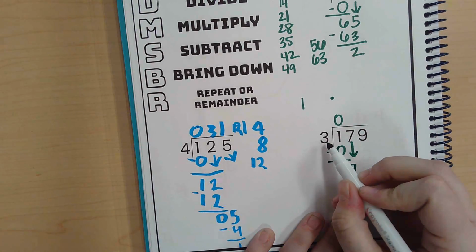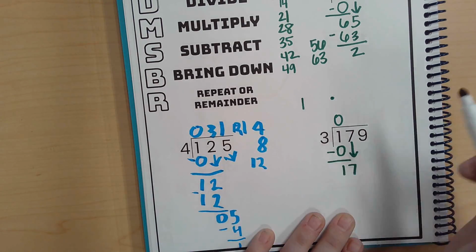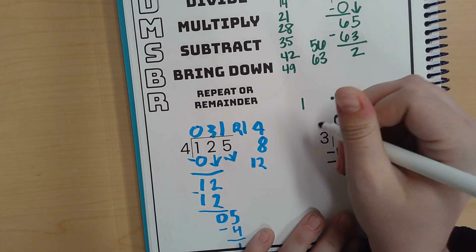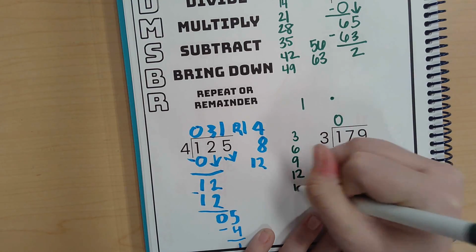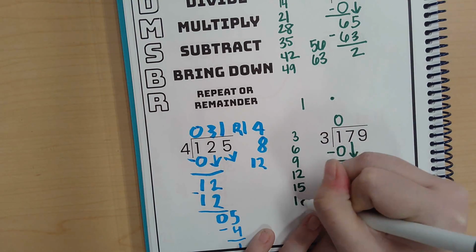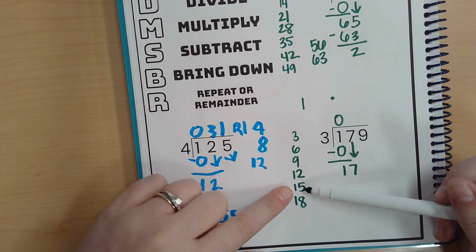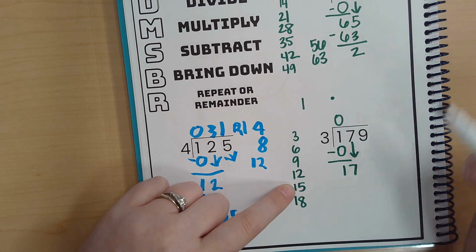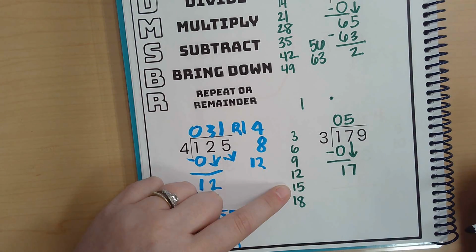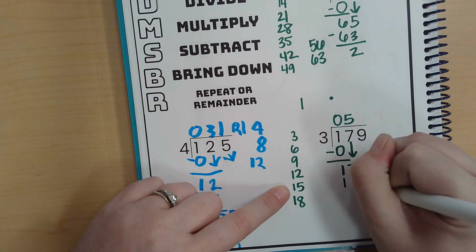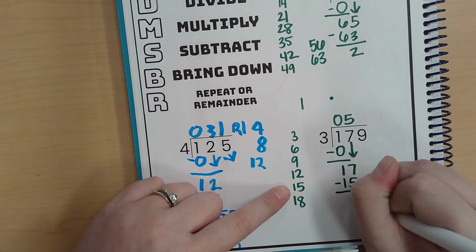17 is larger than our divisor, so we will go ahead and repeat. 17 divided by 3. So we can make our list of multiples. 3, 6, 9, 12, 15. That's as close as we can get. We can go ahead and do the 18 just so you can see. And so 15 is as close as we can get with our equal groups without going over. So that would be 5 because 1, 2, 3, 4, 5 equal groups of 3. 5 times 3 is 15, just like we saw here. 17 minus 15 is 2.